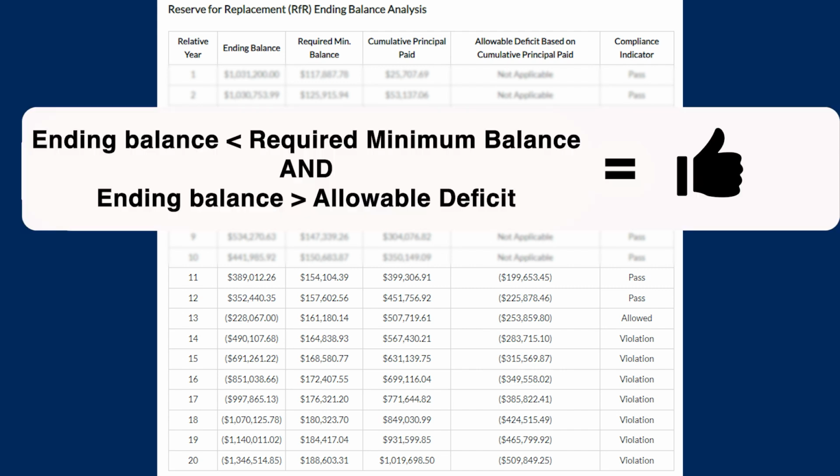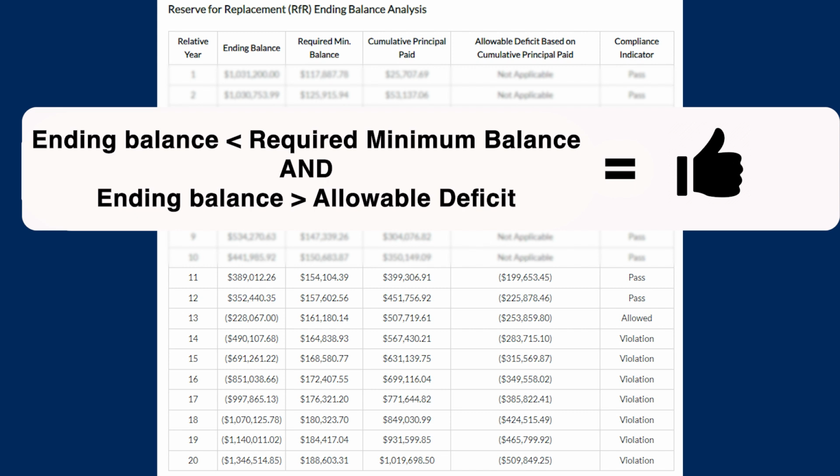equity. During years 11 through 20, if the ending balance in the RFR account goes below the required minimum balance amount, but the balance is greater than the allowable deficit based on the cumulative principal paid, then CNA eTool considers the ending balance for that year to be acceptable. The rationale for this is that if the principal balance has been paid down far enough, the property owner could refinance and use the additional cash to bring the reserve account balance to an acceptable level.